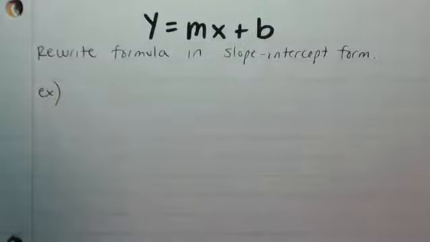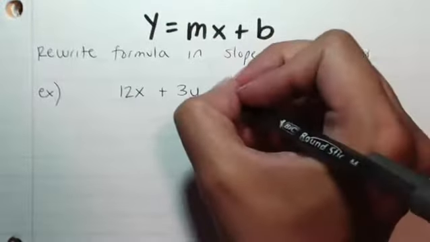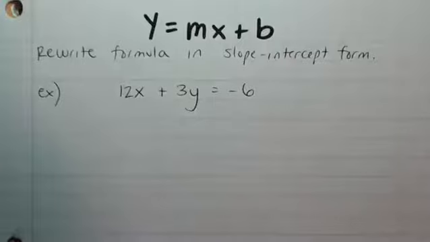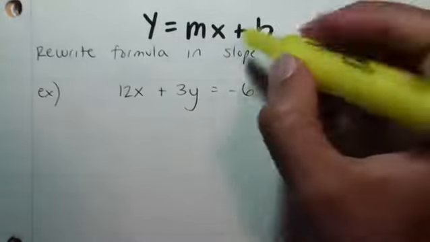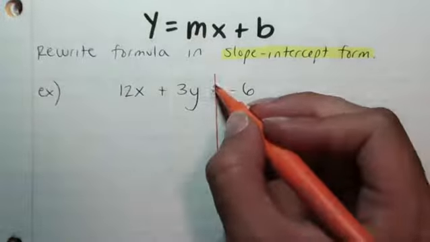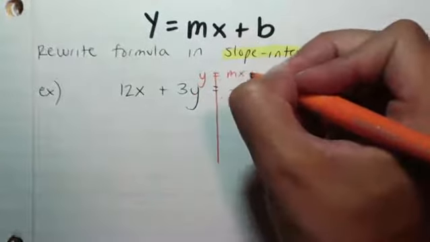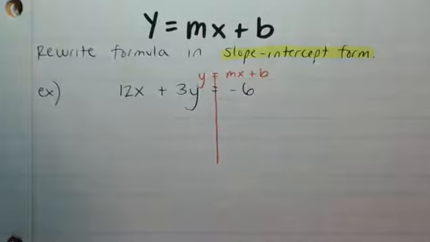Again, I'm going to give you one in standard form. Let's say 12x plus 3y is equal to negative 6. And again, remember, we want to rewrite this to slope-intercept form. So, draw your line down the equal sign. What I should have left over on the left of the equal sign is just my y, and on the right should be mx plus b. Now remember, standard form doesn't have an m in it, so it's not like we can just pick out the m and put it on the other side. We have to use our steps to convert it to slope-intercept form.